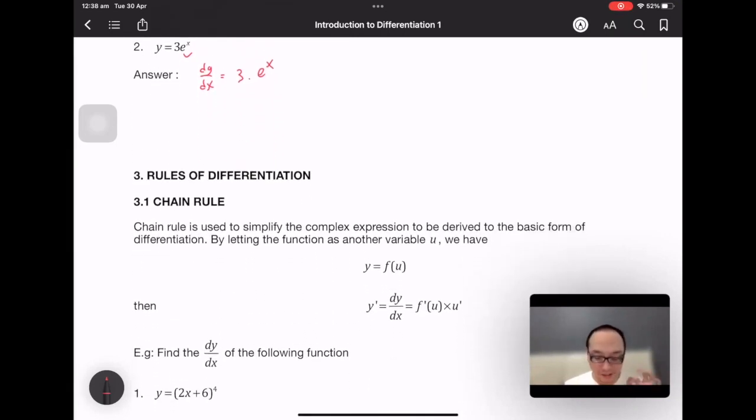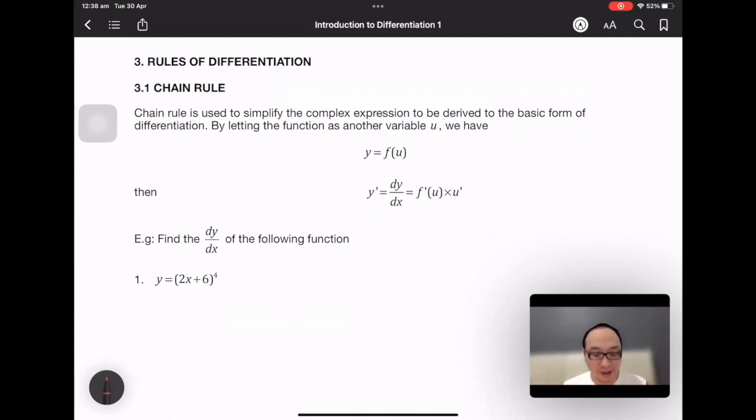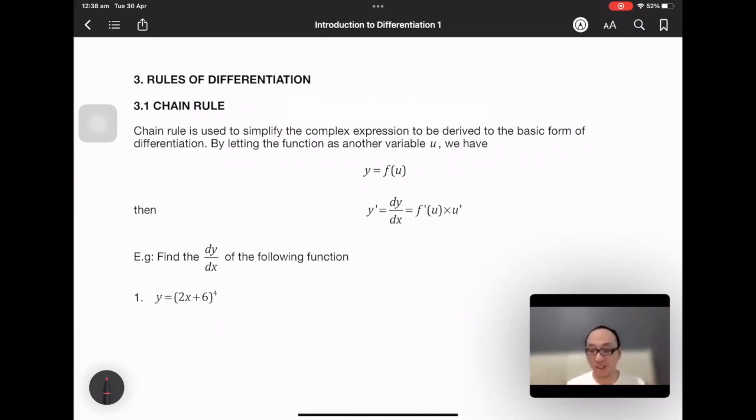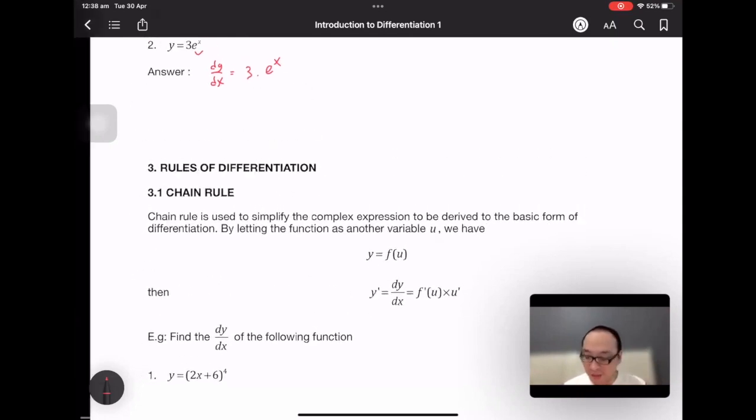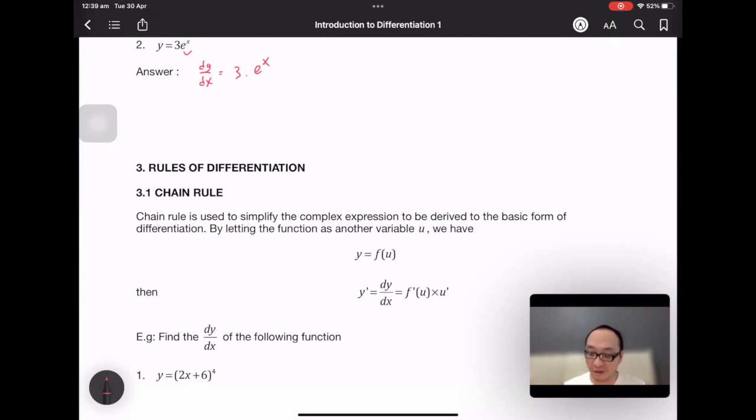Okay. Now we continue to the rules of differentiation. We have some rules of differentiation. The first one is the chain rule. The chain rule is used to simplify a complex expression to be differentiated in the basic form of differentiation. So we have to remember the rules from the beginning.